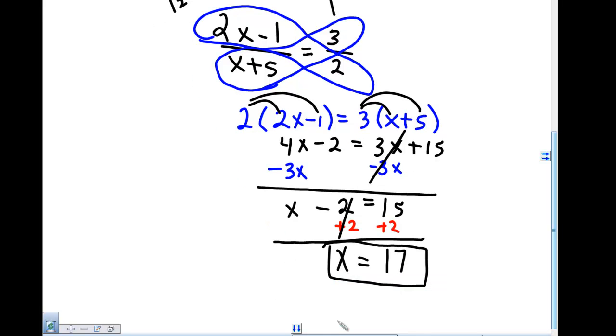This concludes Day 2 of your Unit 18 foldable.